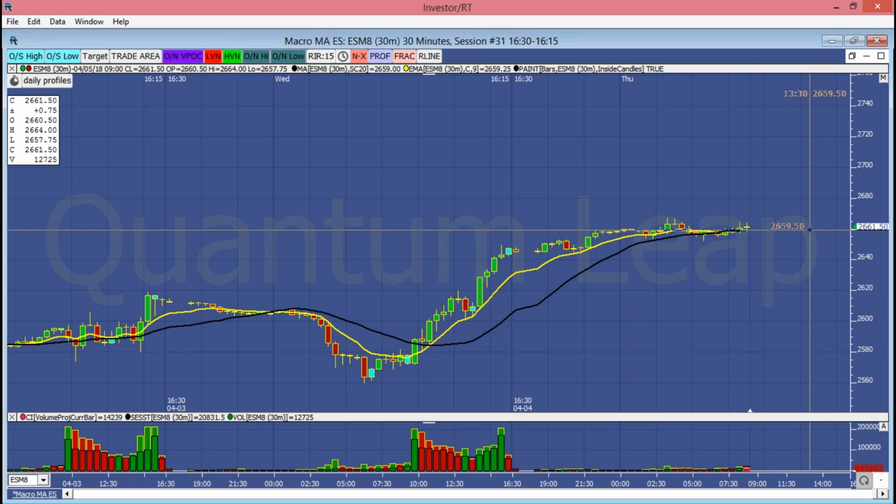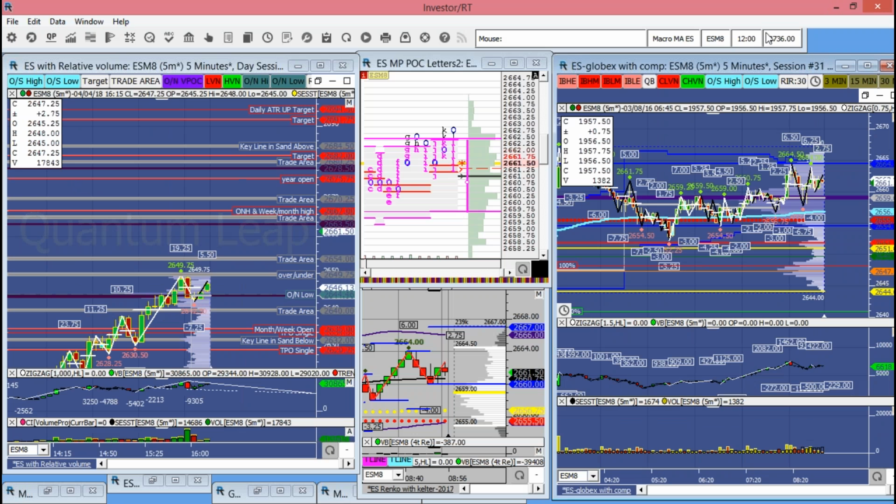And we're going to be probably trading from the outside in for the most part today. So let's take a look at the structure of the market.